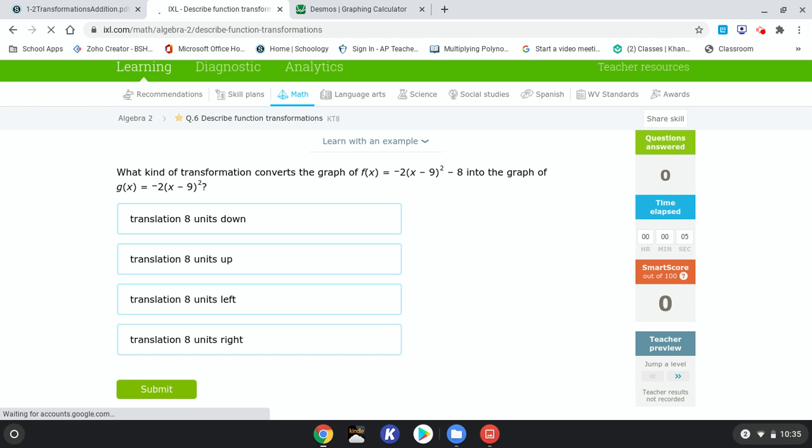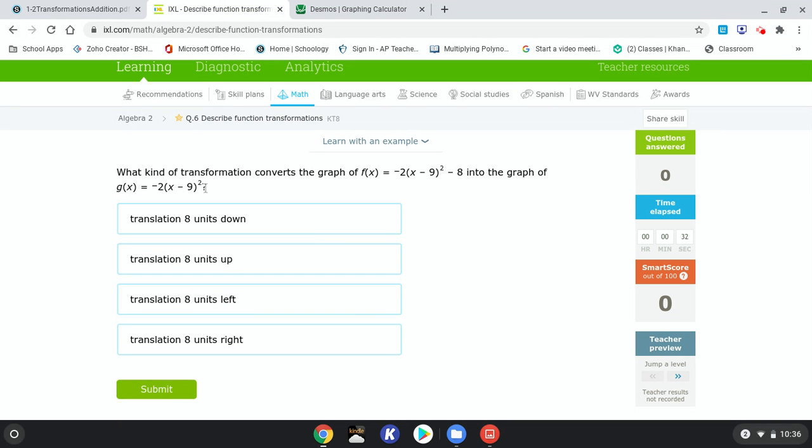The last section in this is Q6, describe the function transformations. This is where you're going to need those notes from the other section, because you're going to have to know what your H is, what your K is, and what your A is. Well, and I guess this one is actually just asking us how to go from one to another. And again, you can put this into Desmos to look at.